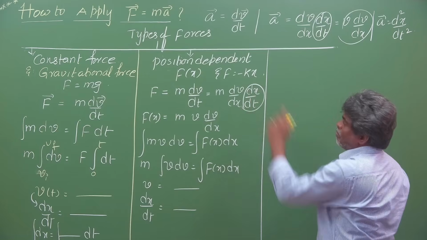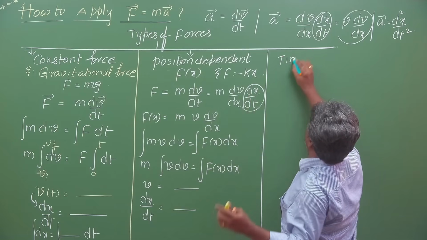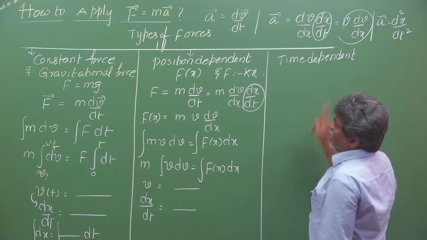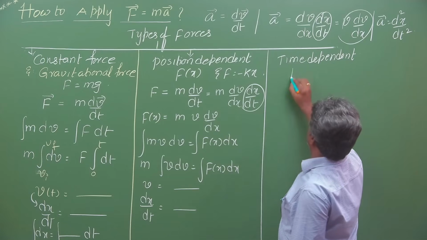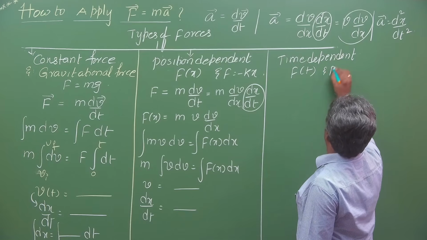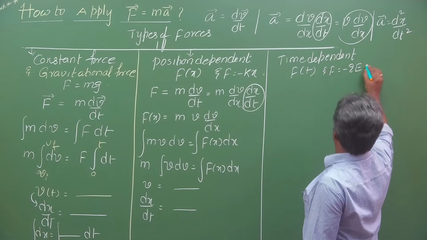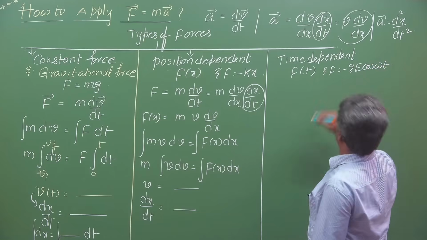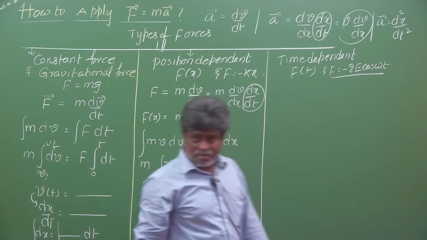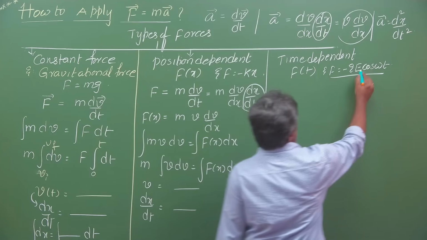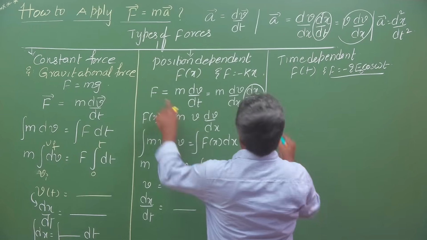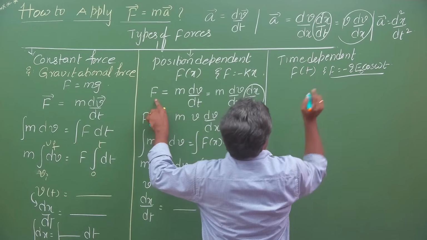constant force over, position dependent over. Next one, time dependent. If the force is time dependent, that means F of t. Best example, if you want, F is equal to minus qE0 cos omega t. Is it okay? Something like just an example. Now ready? Time dependent.